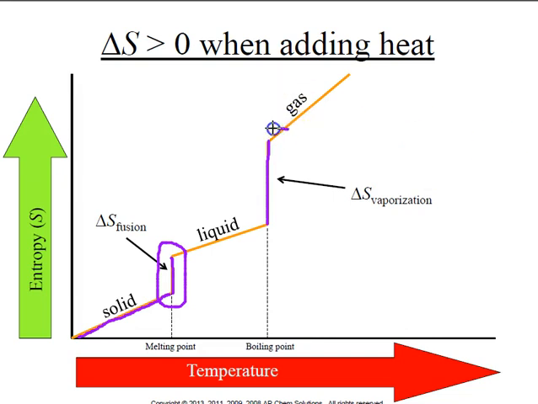But notice that the entropy increase for boiling is much greater than it is for melting. We're going to change the entropy a lot more from a liquid to a gas than we will from a solid to a liquid. If we go the opposite way, like gas to liquid or liquid to solid, then our delta S values would be negative.